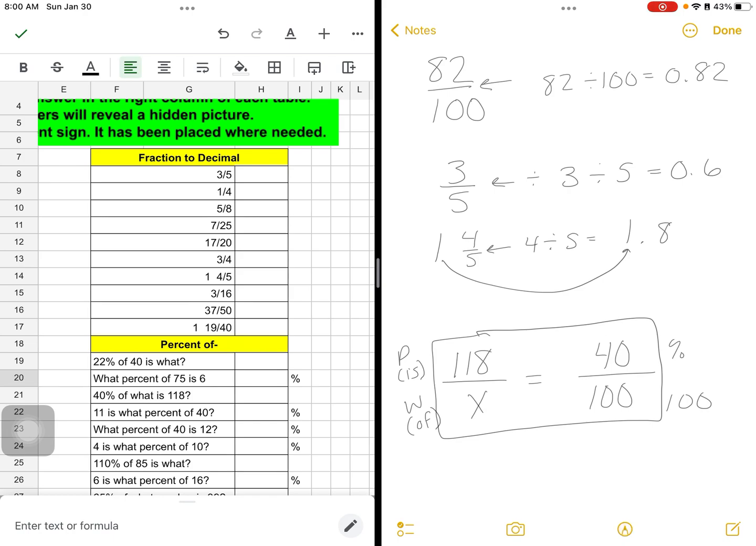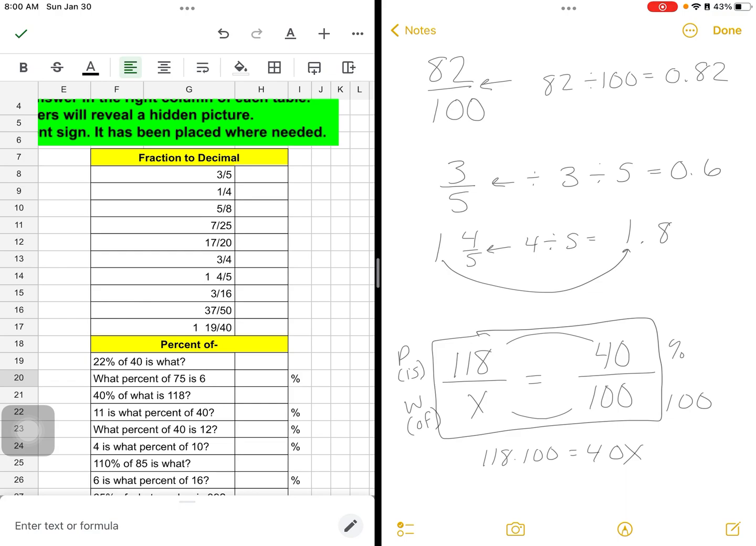You can use your magic numbers, or we can use our cross products, where I know 118 times 100 is going to be equal to 40x. And then I would go ahead and solve for that.